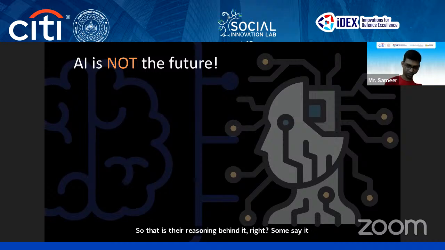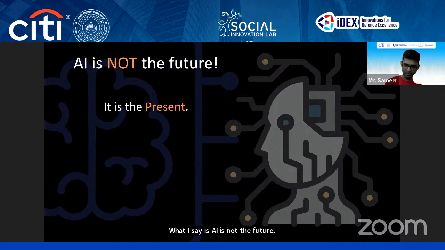What I say is AI is not the future, for the simple reason that it is the present, right? You could say that AI is the future maybe 2 years ago, but today you can't say that because it is already here. AI has already arrived, so to say, right?